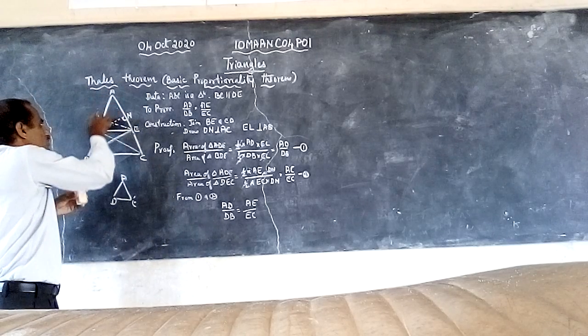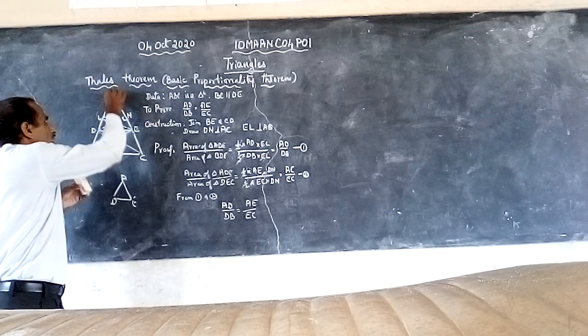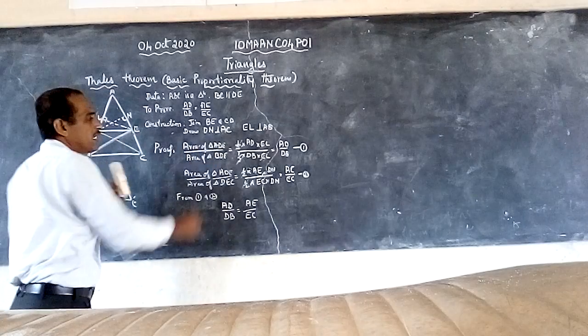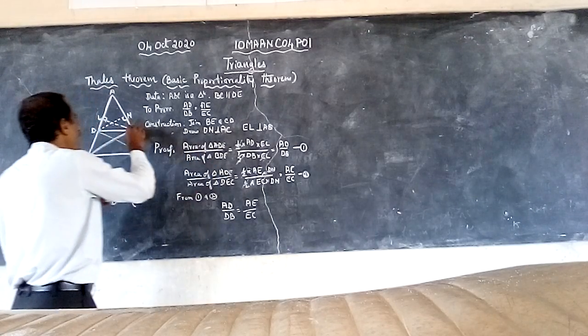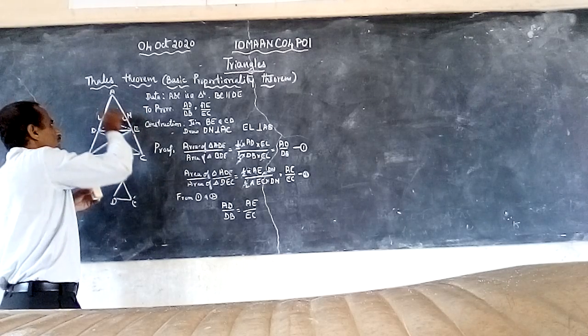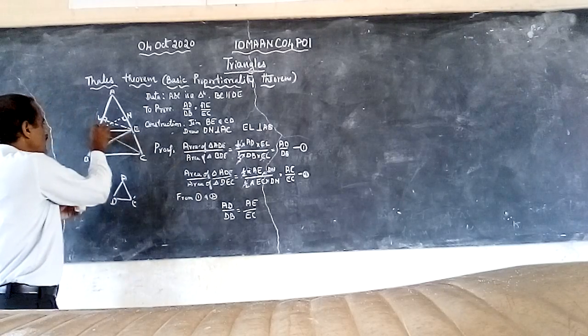Therefore we can take this as a base. So half into base into height is the area of the triangle. So the area of the triangle ADE you can write as half into AD, base AD, into height EL, half into AD into EL.